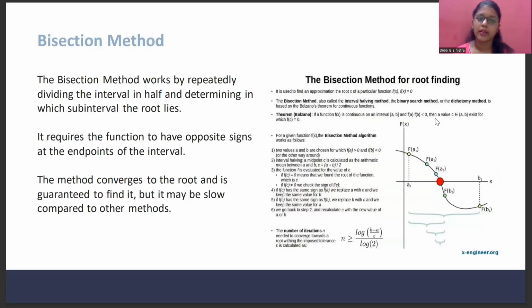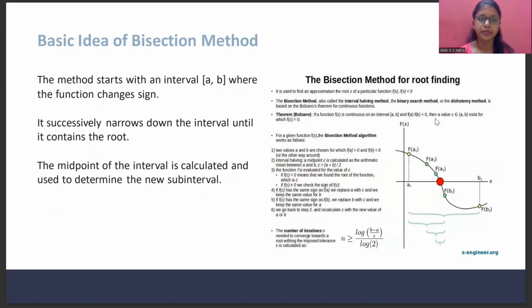Bisection method. The bisection method works by repeatedly dividing the interval in half and determining in which subinterval the root lies. It requires the function to have opposite signs at the endpoints of the interval. The method converges to the root and is guaranteed to find it, but it may be slow compared to other methods.